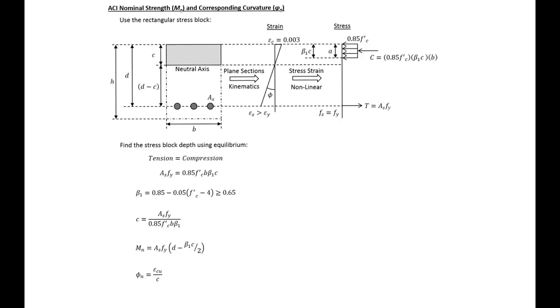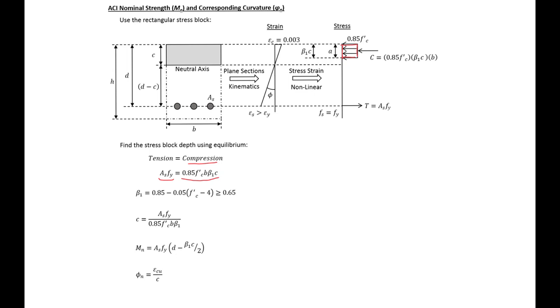The last thing that we'll do for this example is we will calculate the ACI nominal strength and corresponding curvature, assuming a typical rectangular stress block approximation. So in this approximation, instead of using the actual stress strain diagram, we're going to use a rectangular stress block, which I describe how this comes about elsewhere. But what we can do then is use this rectangular stress block to approximate our compression stress, and starting from equilibrium, we'll have AS Fy equal to the area of that compression block times B.